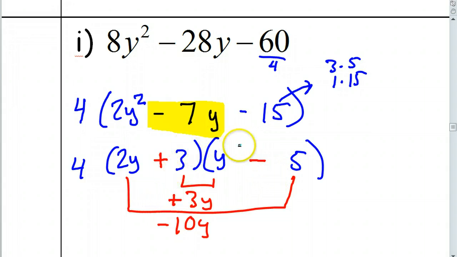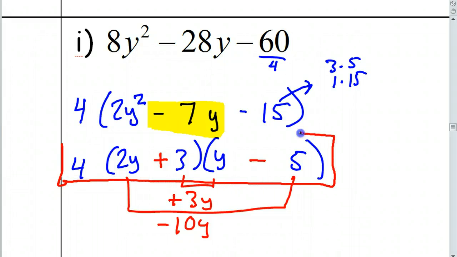Okay, and check one last thing. Will we get the negative 15 out of this? Well, a positive 3 times a negative 5, that is negative 15. So that is going to be the answer to part I.